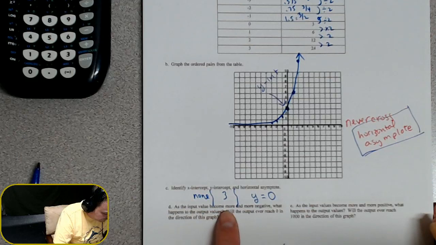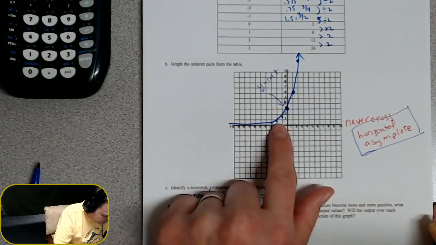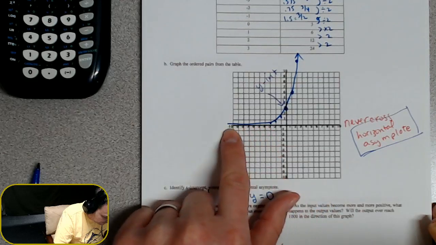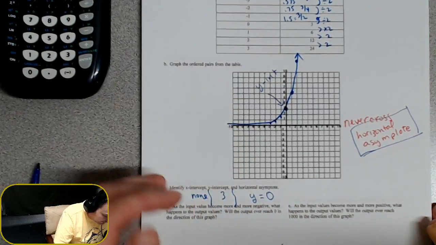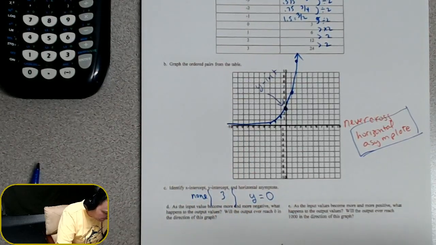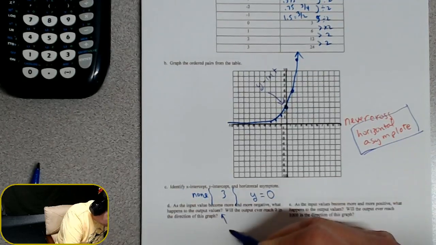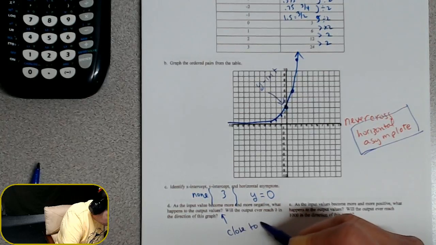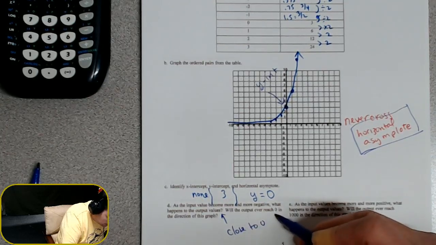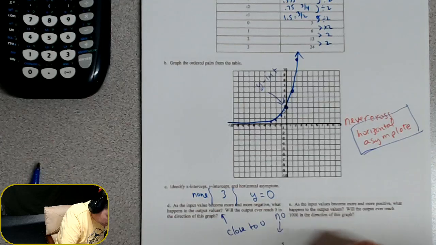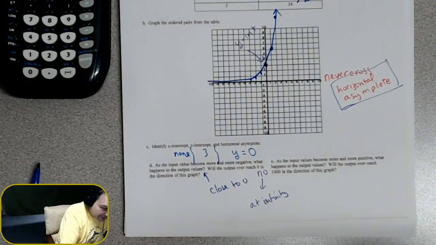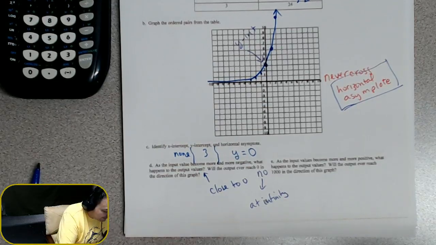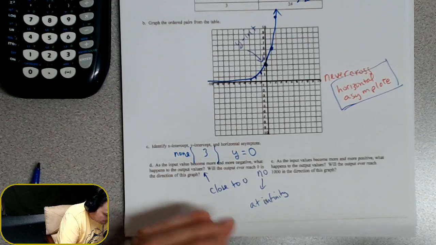All right, as input values become more and more negative, what happens to the output? See how it becomes smaller and smaller. But it never hits 0. It's getting really close to 0. So the output gets close to 0. Will it ever reach 0? No. Maybe you want to say at infinity it's going to reach 0, but it doesn't reach 0. It just gets closer and closer.